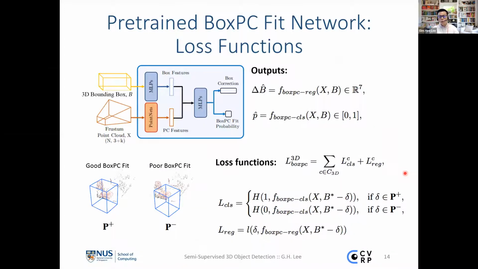More specifically, we emulate bad estimated 3D bounding boxes by large perturbation in P+, and good estimated 3D bounding boxes by small perturbations in P-. For training samples emulated with bad estimated 3D bounding boxes, we enforce a classification loss to output a low Box PC Fit probability and vice versa. Concurrently, we use a regression loss on the box correction value to give the correct 3D bounding box parameters.